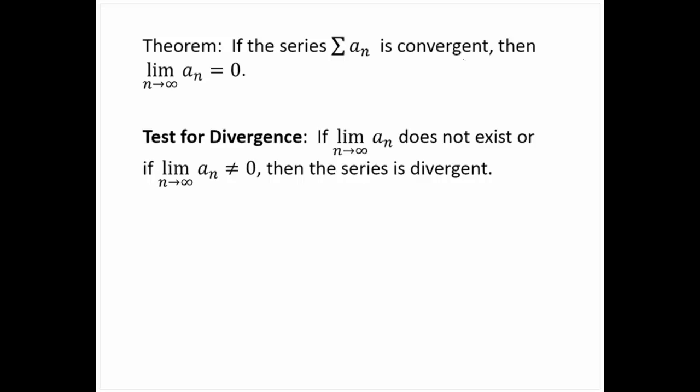So, the contrapositive, if you know anything about logical statements, says that if the limit of the sequence does not exist, or if the limit is non-zero, then the series is divergent. So right away, we can determine if a series is divergent just by looking at the sequence of the terms. If the sequence of the terms does not limit to 0, then the series diverges.